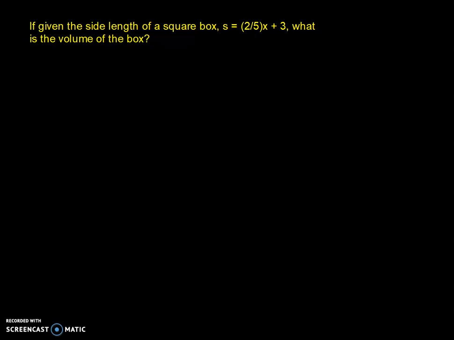Guys, today we're going to go over the volume of a square box when given the side. Keep in mind that even if they haven't given you the formula, remember from geometry, the volume of a square box is just the side to the third power. Meaning side times side times side. So in this case, side to the third power just means side times side times side.